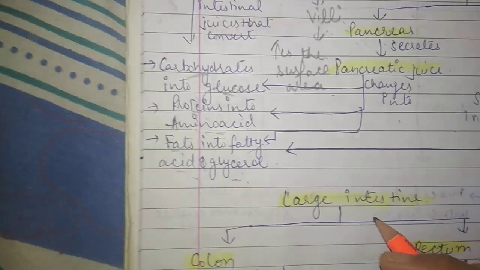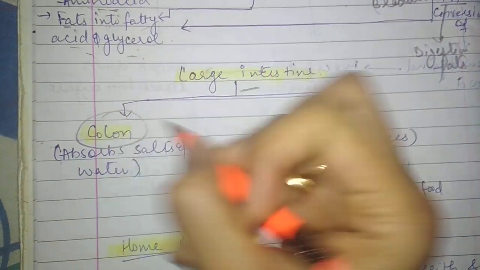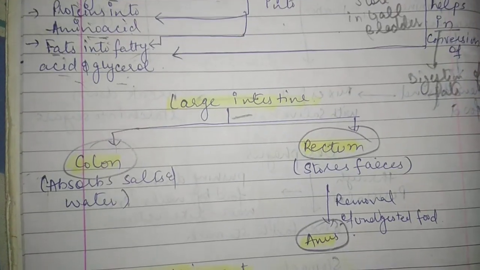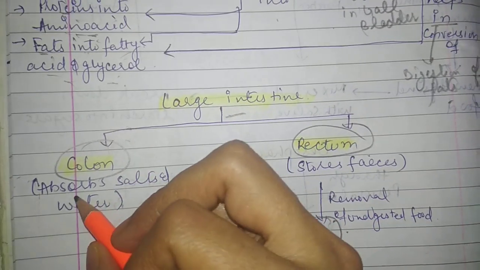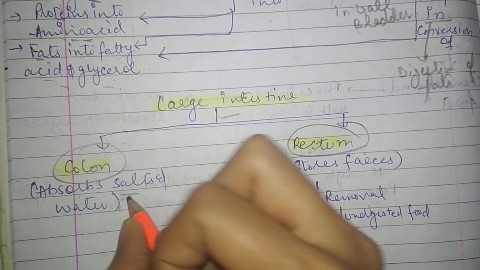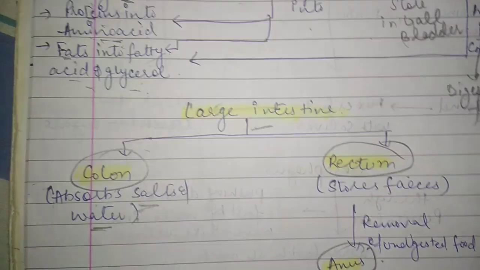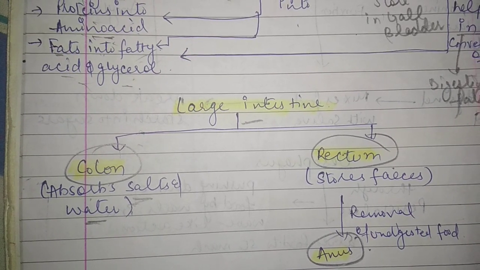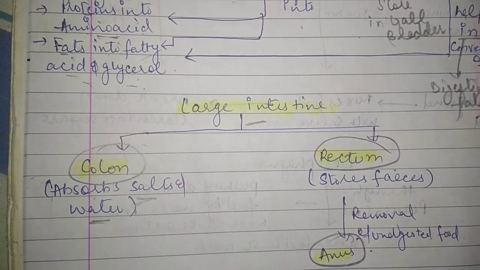See, in the large intestine, mainly three parts are there. First is the colon, second one is the rectum, third one is the anus. So colon, now what is the function of the colon? It absorbs the excess salts and water of our food. Got it? Whatever food is left moves into the large intestine, and it absorbs the excess water and salts.